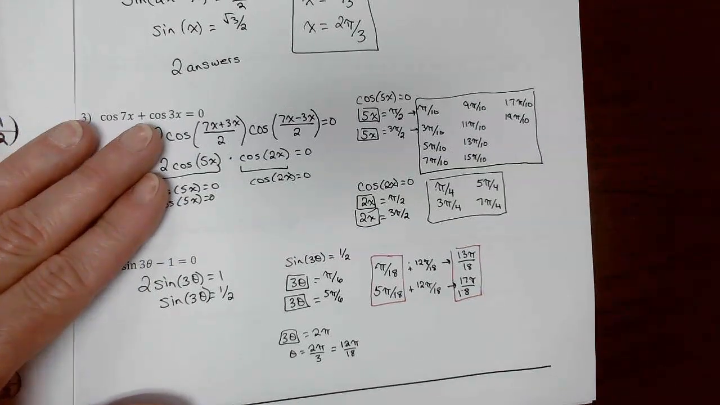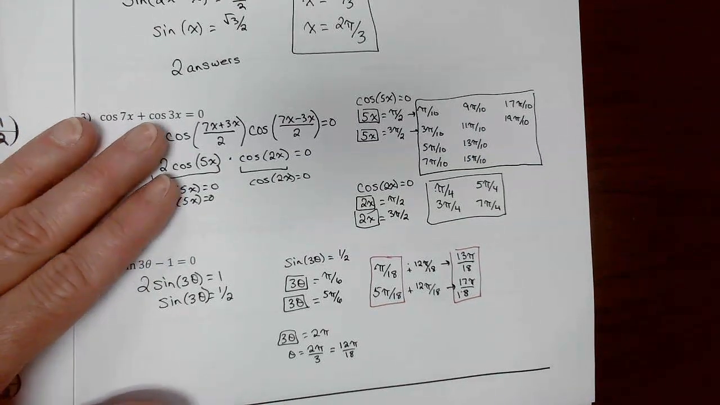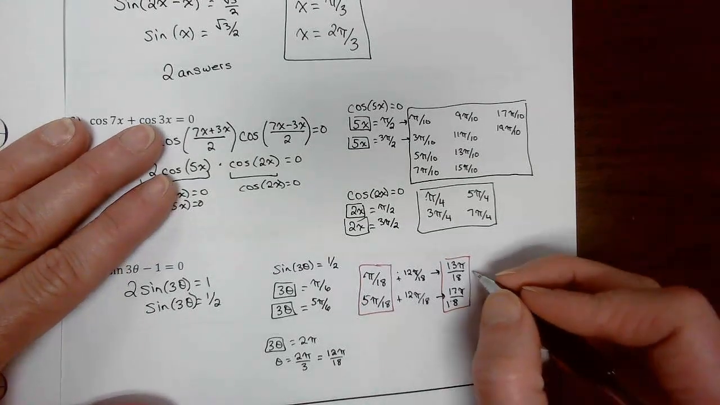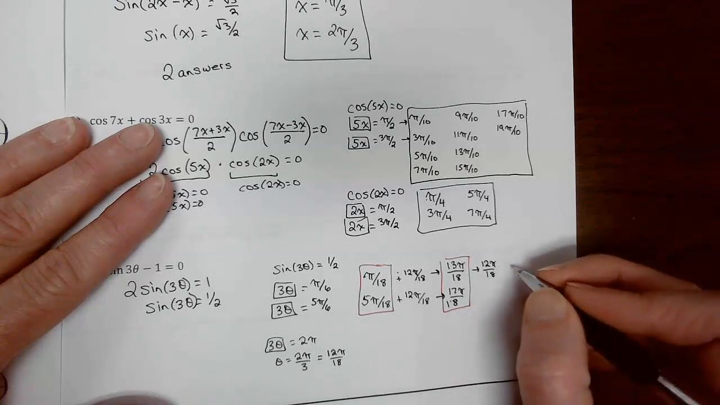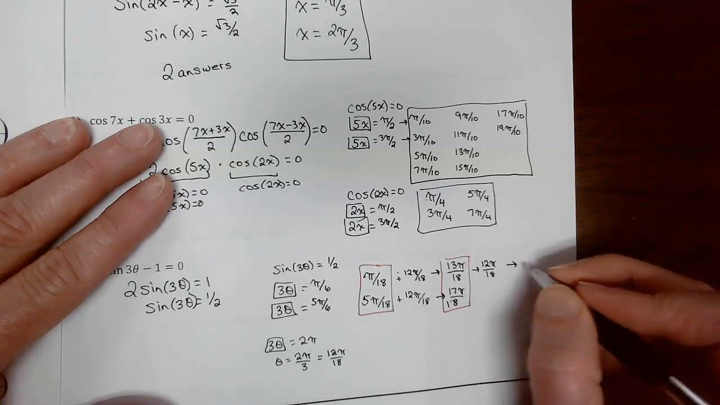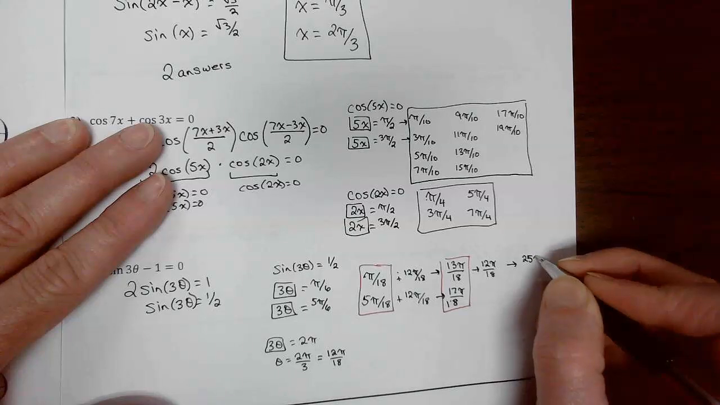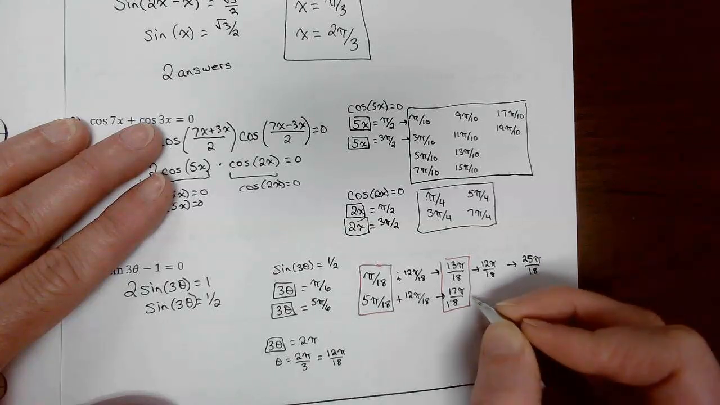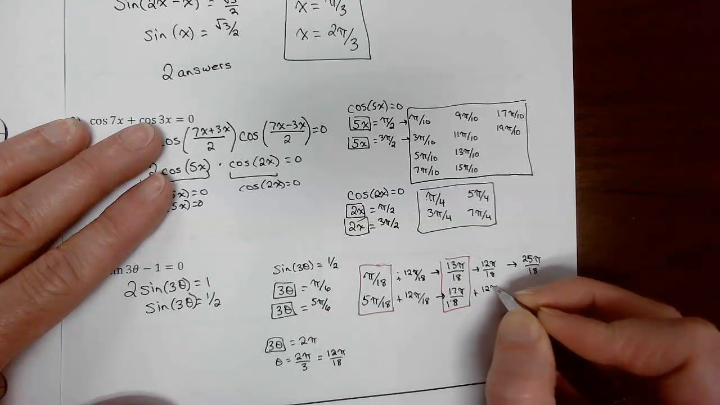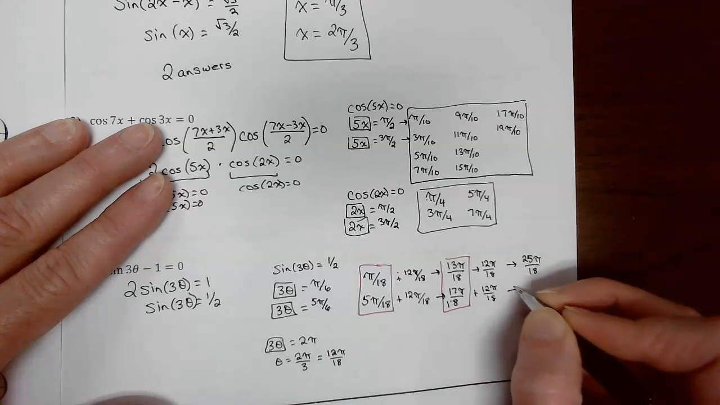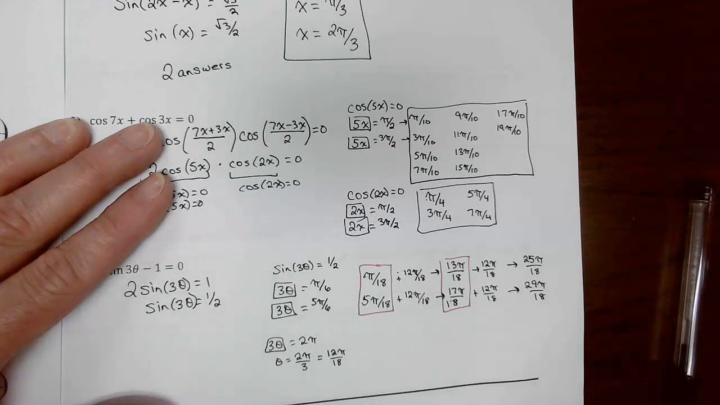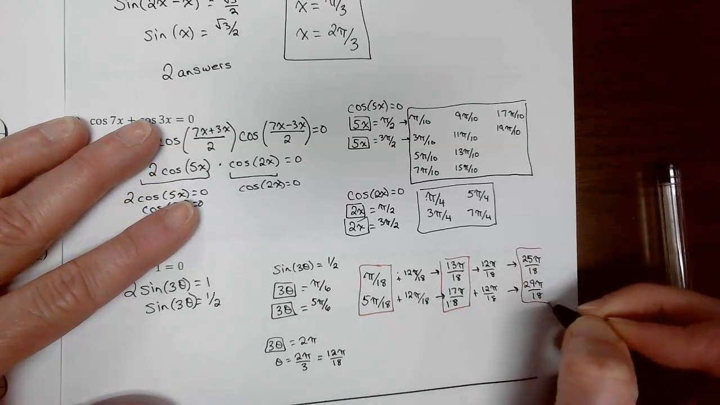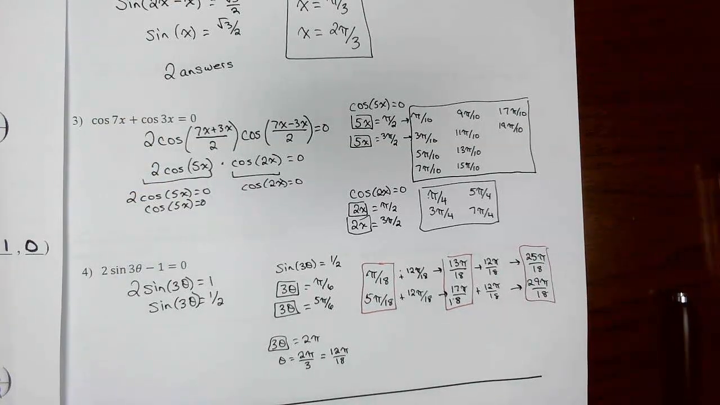How many do I need? I need 6. Okay, so add 12 pi over 18 again, and we get 25 pi over 18. Add 12 pi over 18 again, and I get 29 pi over 18. Now I've got all 6.